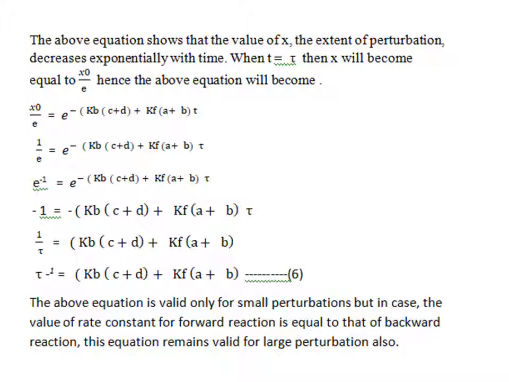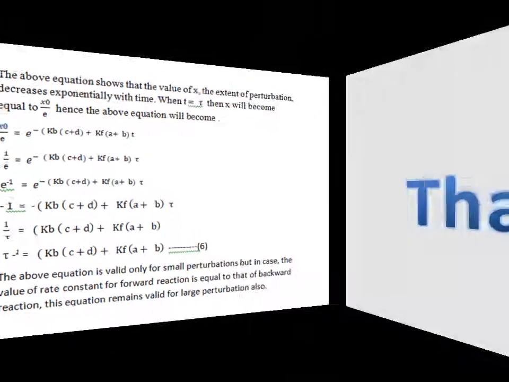This is equation number 6. The above equation is valid only for small perturbations, but in case the value of rate constant for forward reaction is equal to the backward reaction, this equation remains valid for a large perturbation.